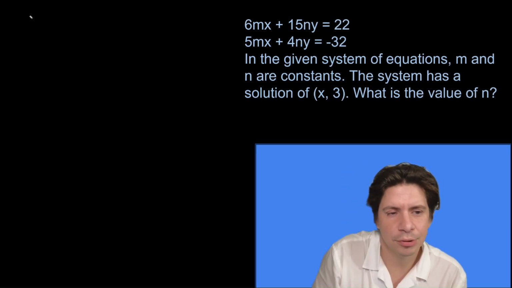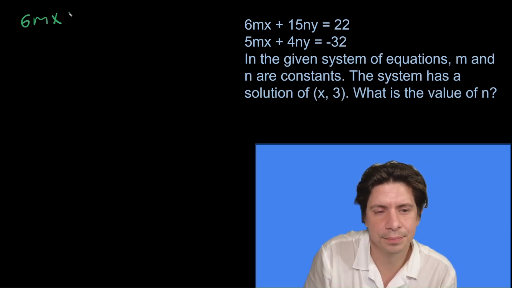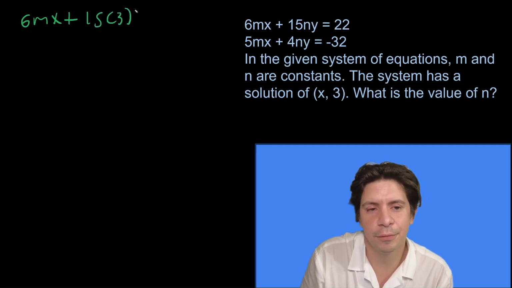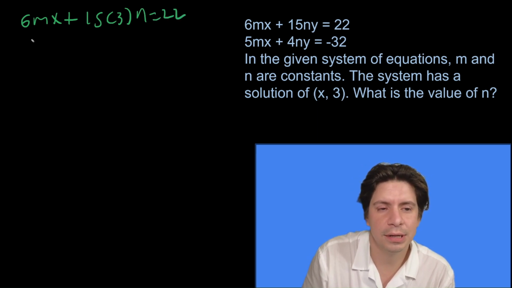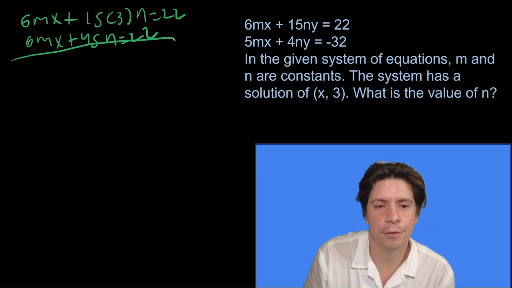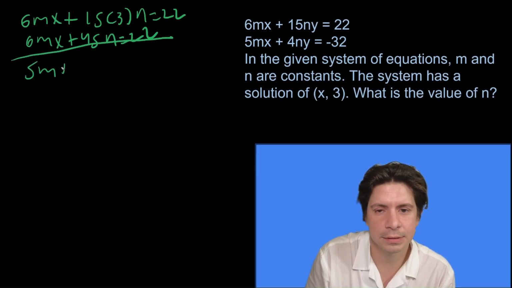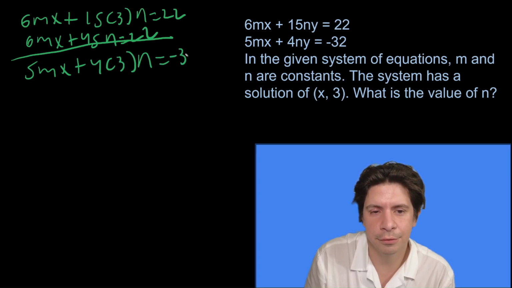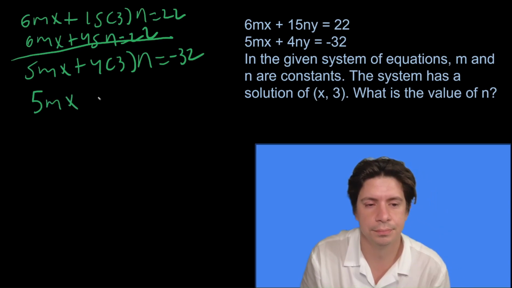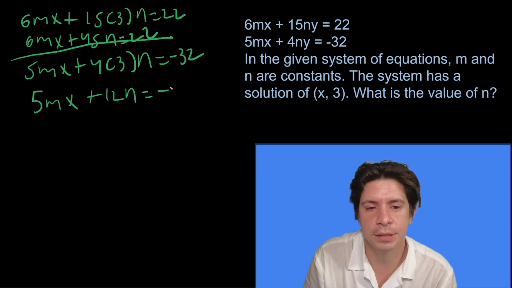So we're going to have 6mx plus 15 times 3, because we're plugging in 3 for y, n equals 22. That's going to become 6mx plus 45n equals 22. Now we're going to do the same thing for the other equation. So we're going to have 5mx plus 4 parentheses 3 n equals negative 32. Then we're going to have 5mx plus 12n equals negative 32.